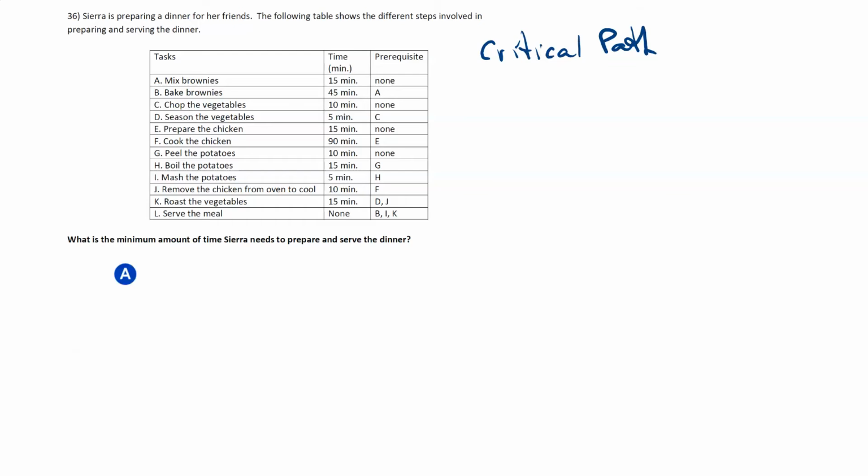Start with task A. It has no prerequisites. Task B depends on task A, and task A takes 15 minutes. Task C has no prerequisites. However, task D does depend on task C, which is 10 minutes. Task E also has no prerequisites, and task F depends on task E.